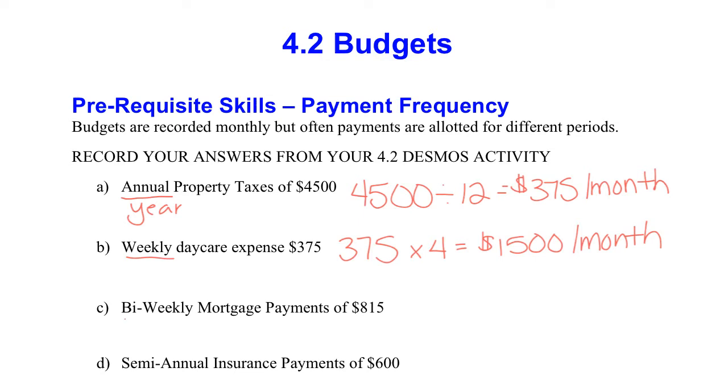Okay, so the next one we have is bi-weekly mortgage. So this is every other week, that bi-weekly amount. So we're going to assume that we would have, again, 4 weeks in a month. So if this is every other week, we would multiply this by 2 to get it for the month. So we would have $815 times 2, and this would give us $1,630 per month.